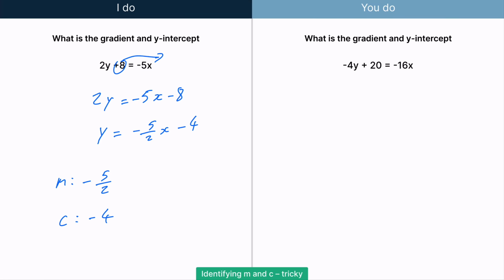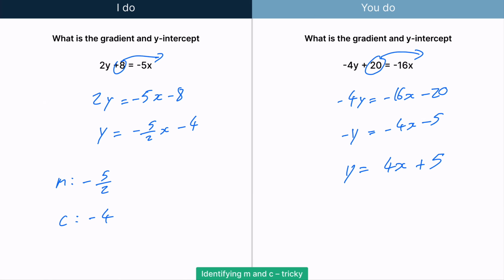Okay? So again, with this one, start off by moving that over. So minus 4y is equal to minus 16x minus 20. Divide each side by 4. You get minus y is equal to minus 4x minus 5, and times each side by minus 1 to get rid of the negative sign, and that gives you 4x plus 5. And your gradient is going to be 4, and your y-intercept is going to be 5.